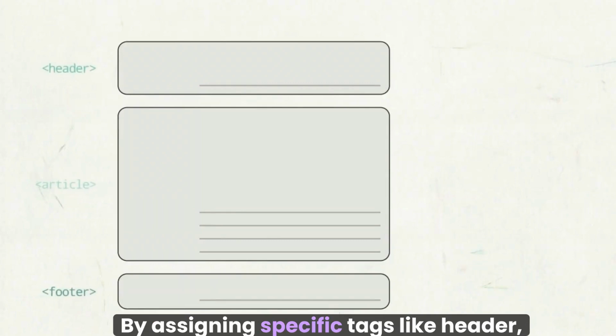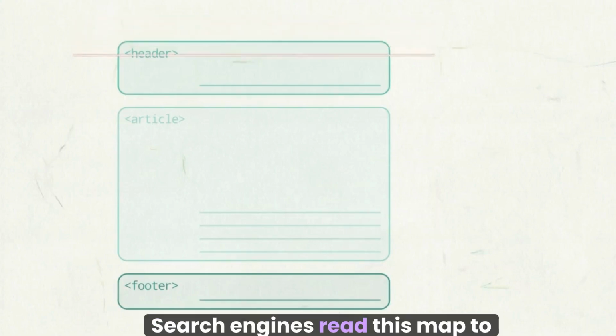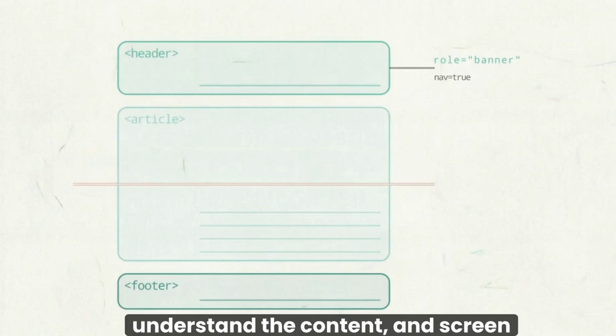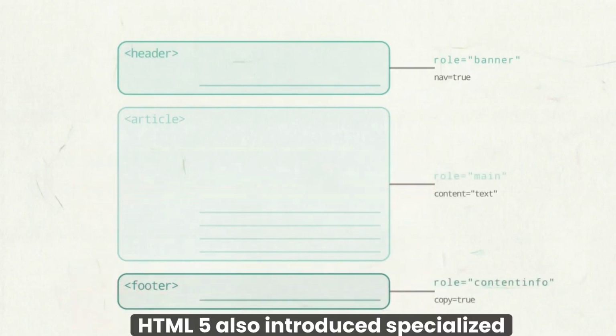This diagram shows how HTML5 semantic tags function. By assigning specific tags like header, article, and footer to sections of a page, developers create a precise map. Search engines read this map to understand the content, and screen readers use it to help visually impaired users navigate.